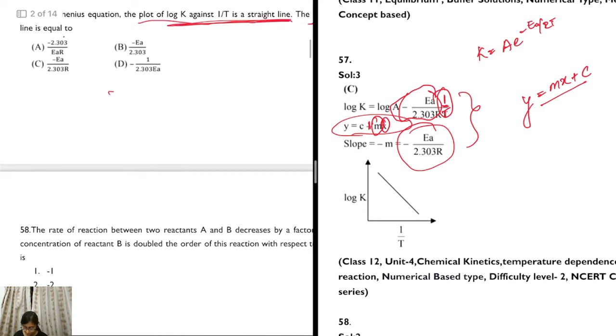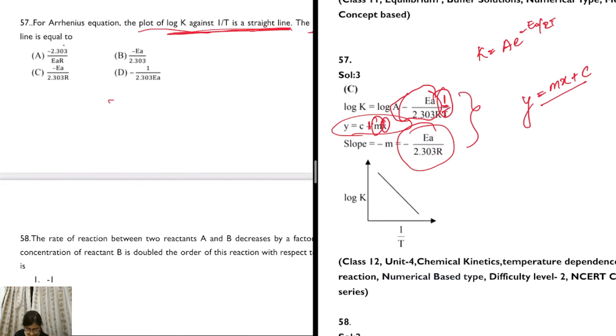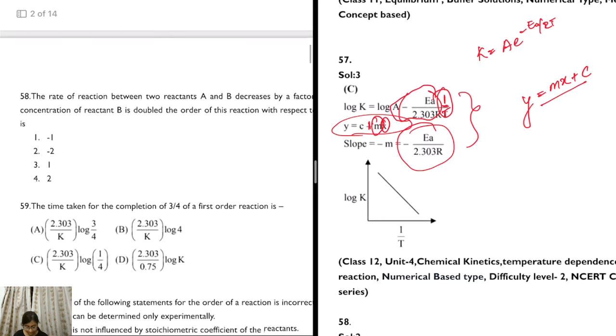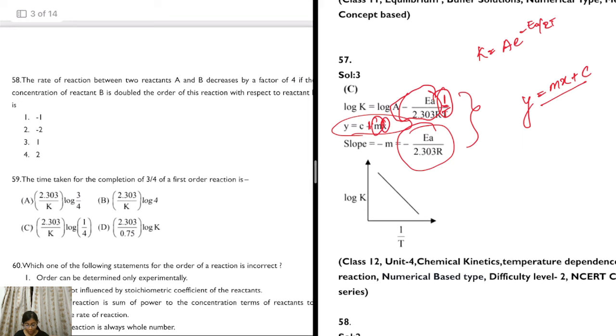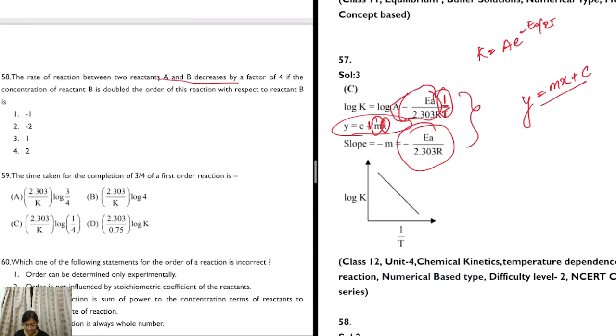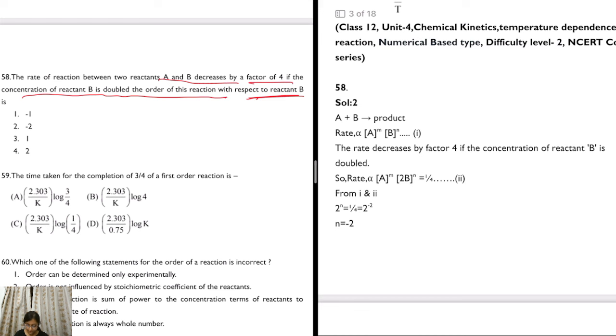Now in the next question, here the correct option would be C. In the next question, the rate of reaction between two reactants A and B decreases by a factor of 4 when the concentration of B is doubled. What is the order of the reaction with respect to reactant B? This is what is asked.